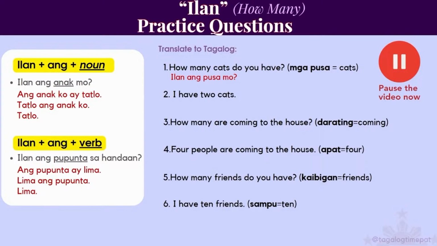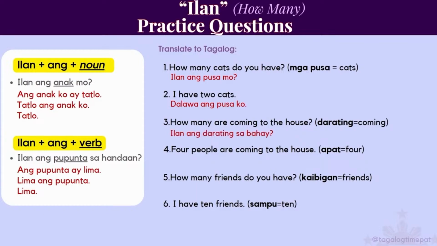All right, welcome back. Number 2, I have 2 cats. Dalawa ang pusa ko. So that's how you would respond to question number 1. I have 2 cats. Dalawa ang pusa ko. Number 3, how many are coming to the house? Darating means coming. So it would be ilan ang darating. So ilan plus ang plus a verb. Ilan ang darating sa bahay.